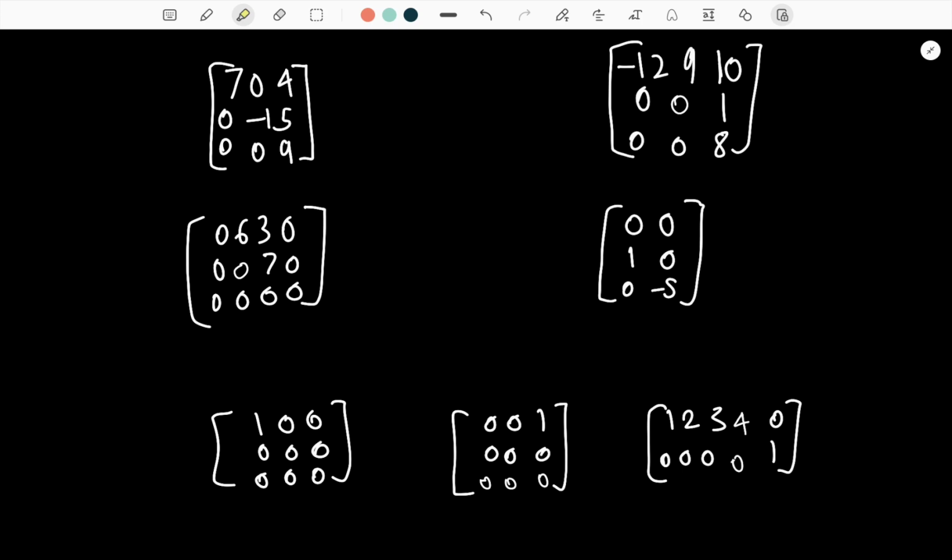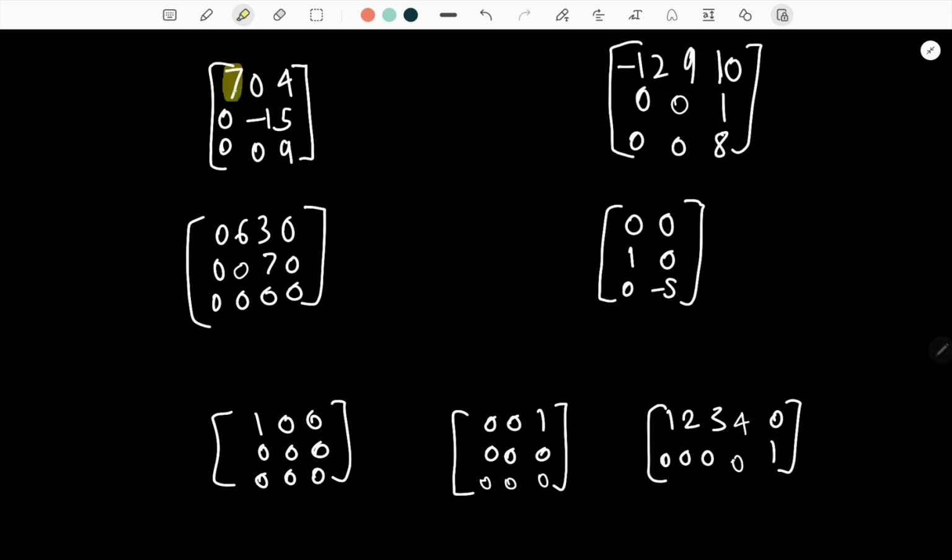And the second condition is that if there is a zero row, it has to be all the way down. So let's just look at these examples, which will be more clear to understand. So the first matrix, we have it 3 by 3. We look at the first non-zero number in the first row, which is going to be 7. So this is the pivot of the first row.